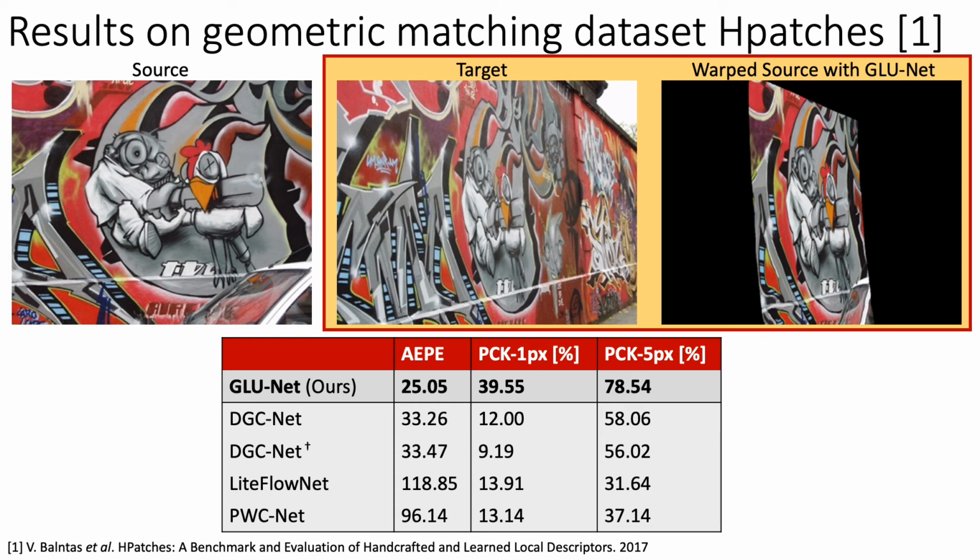First, we look at results on the HPatches dataset, which is a benchmark for geometric matching. The images here are related by homographies. We look at the endpoint error and the PCK metrics, and we see that GLU-Net overcomes by far all others for both metrics, and particularly it is 3 times more accurate than DGC-Net for a threshold of 1 pixel.